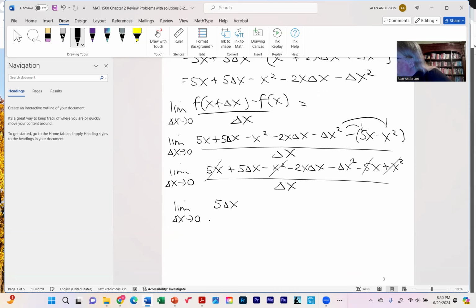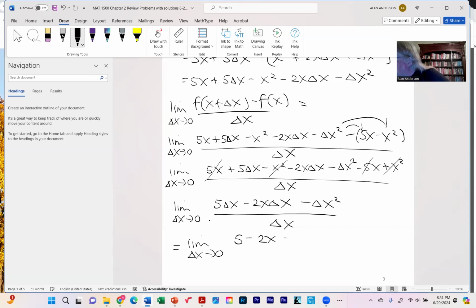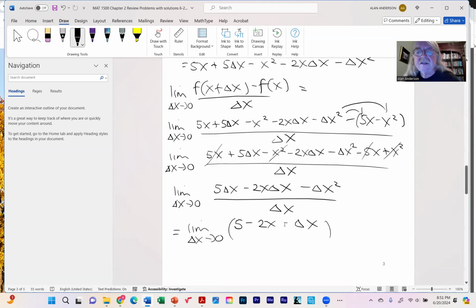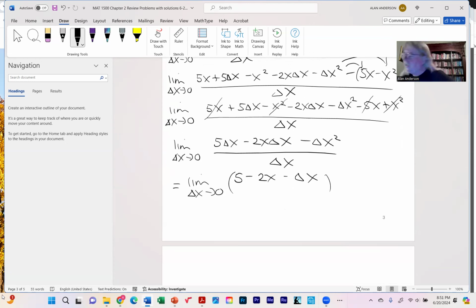5 delta x minus 2x delta x minus delta x squared, divided by delta x. And once again, each of these terms has a common factor of delta x. We can divide it out. And so all of this reduces to 5 minus 2x minus delta x. And now we can replace that delta x with 0. And so we end up with 5 minus 2x.